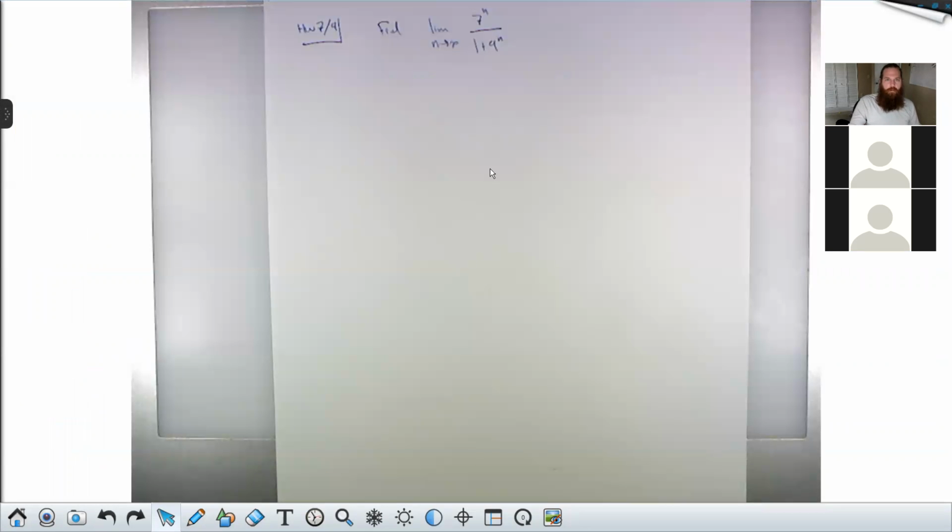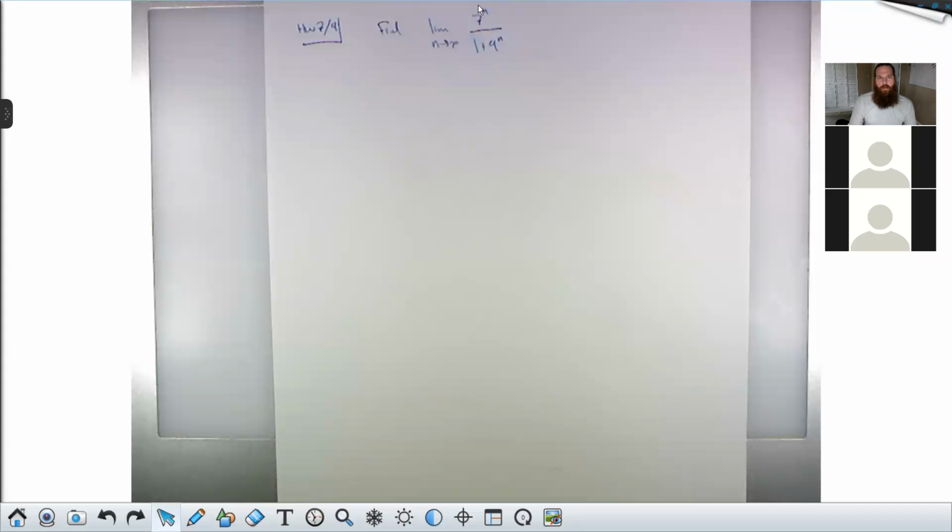So here's number 9. We want to find the limit as n goes to infinity of 7 to the n divided by 1 plus 9 to the n. Did anybody solve this? Does anybody have anything they'd like to share regarding this question? So the renormalization trick will work here. If I look for the fastest growing term anywhere in this expression, it's 9 to the n. 9 to the n grows faster than anything else here.